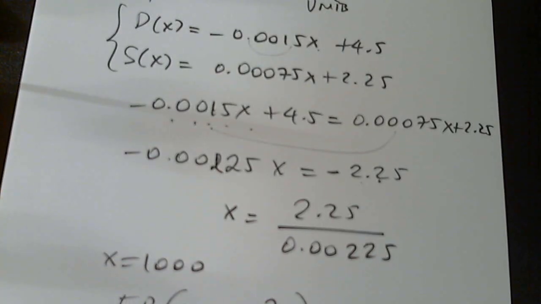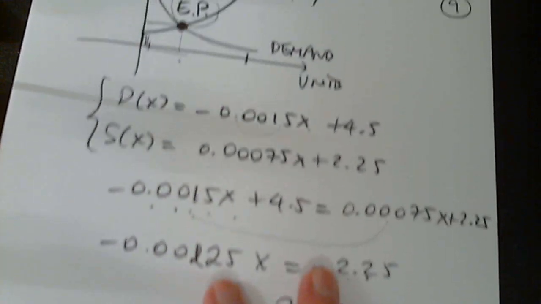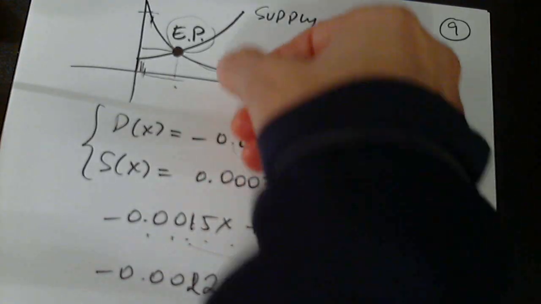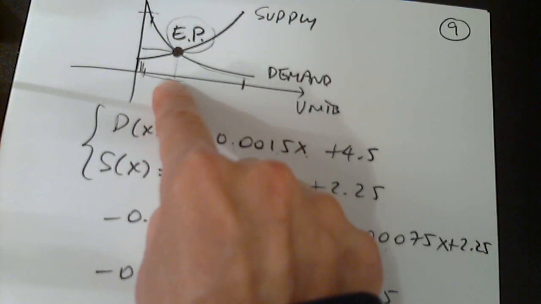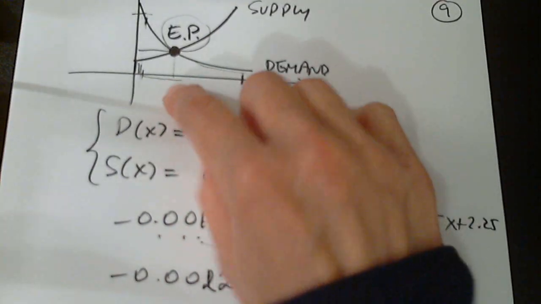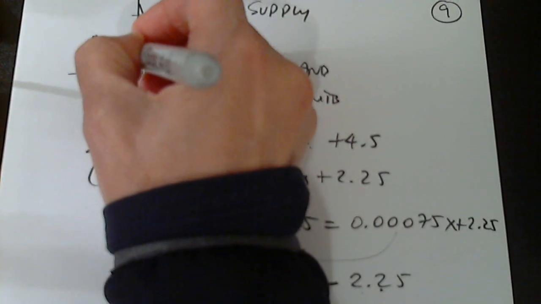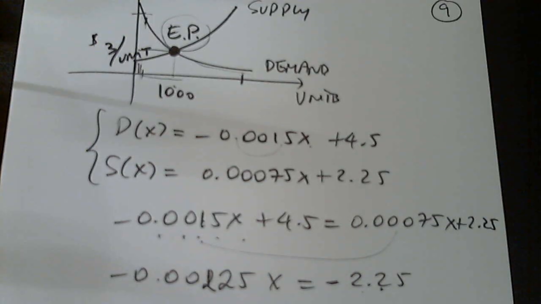So, and I'm going to go back and check both in a minute. So what does this mean? It means that we're willing to purchase 1,000 units at the price of $3 per unit. And that is the equilibrium point.